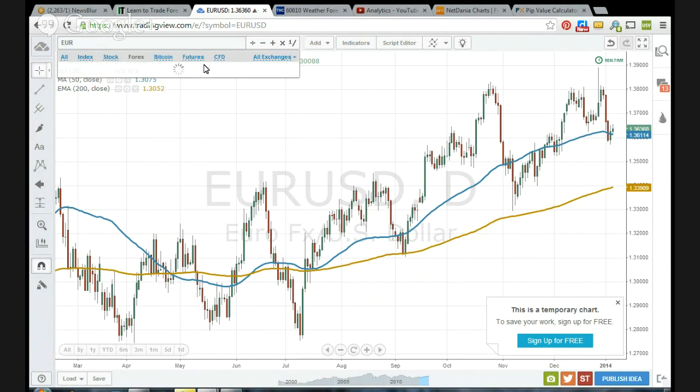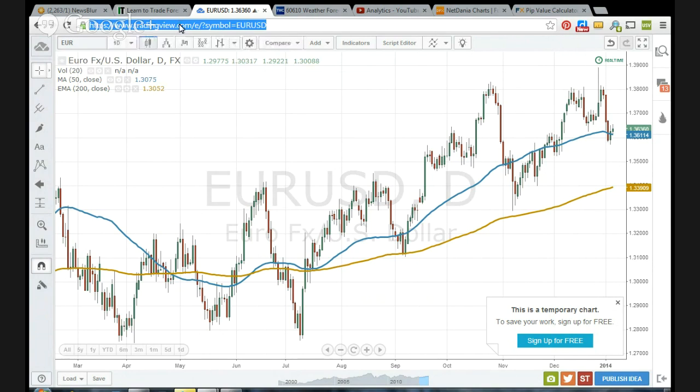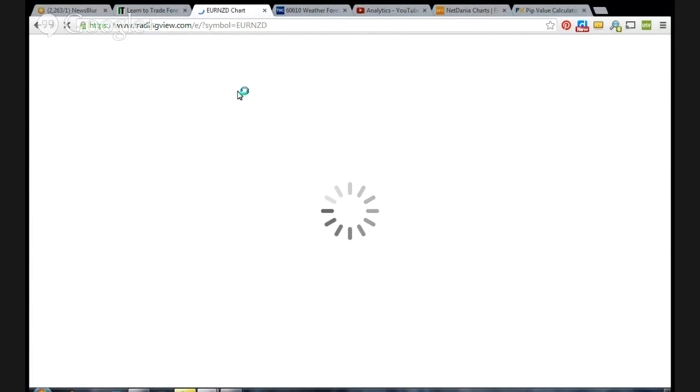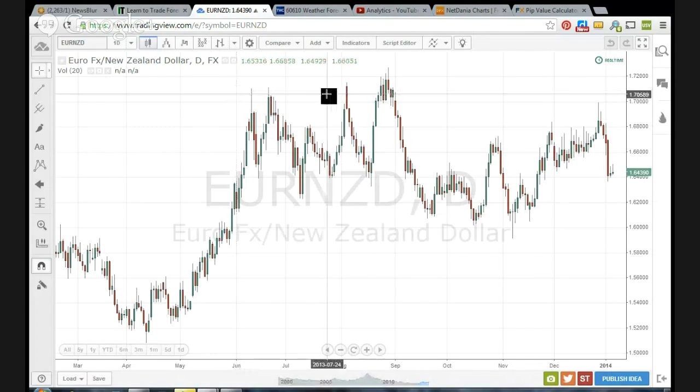Okay, so this seems to be having some problem here. Still having some weird issues with these charts. So we seem to need to reload each time. Euro, New Zealand dollar. Now, excuse me, still a little under the weather from the cold spell we're having here in the U.S.